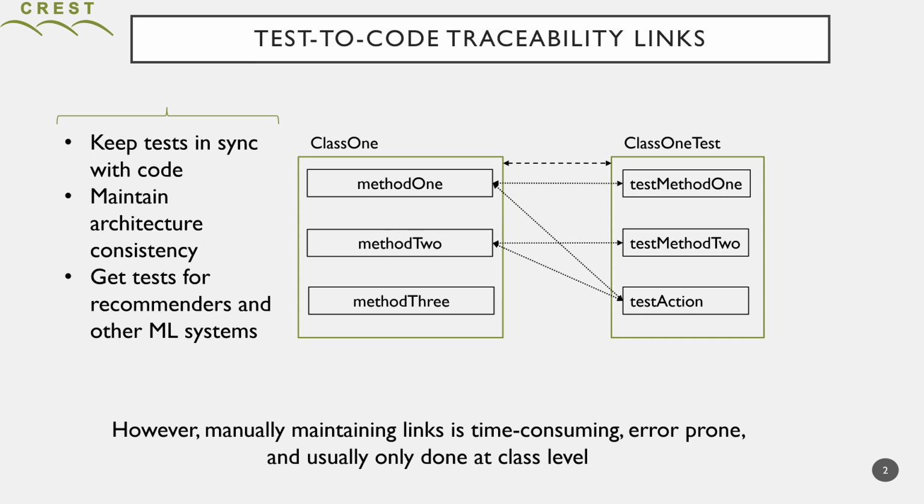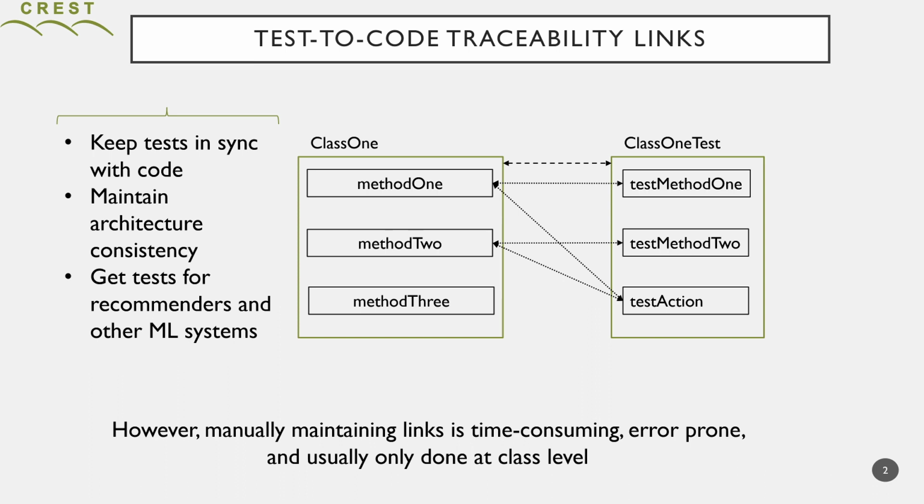They're also helpful for tests-for recommender systems and also for building corpuses of training data for machine learning systems that can be applied in a whole range of contexts. So therefore, maintaining these types of links can be very beneficial for the software engineering process and the resulting software.